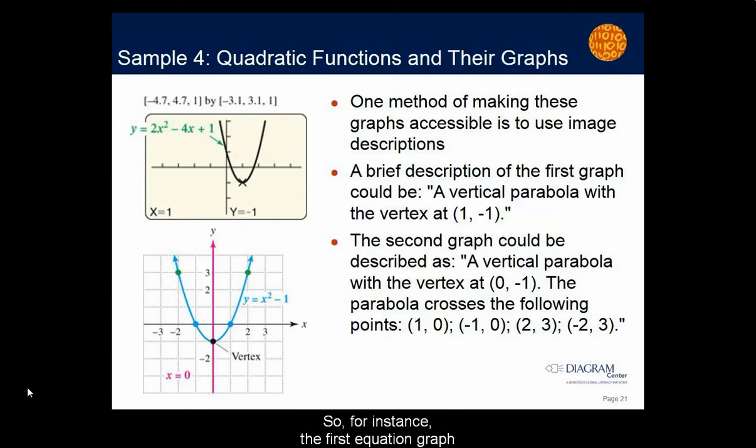So for instance, the first equation graph was given as a vertical parabola with the vertex at 1, comma, negative 1. The second graph included a little bit more information, so we had a little bit longer brief description: a vertical parabola with the vertex at 0, comma, negative 1. The parabola crosses the following points: 1, comma, 0; negative 1, comma, 0; 2, comma, 3; and negative 2, comma, 3. So that was using image descriptions.